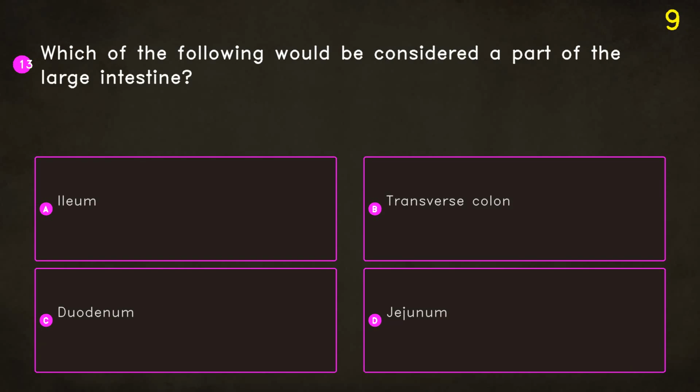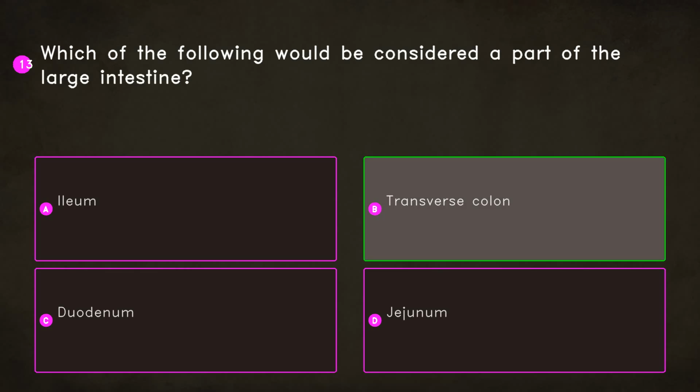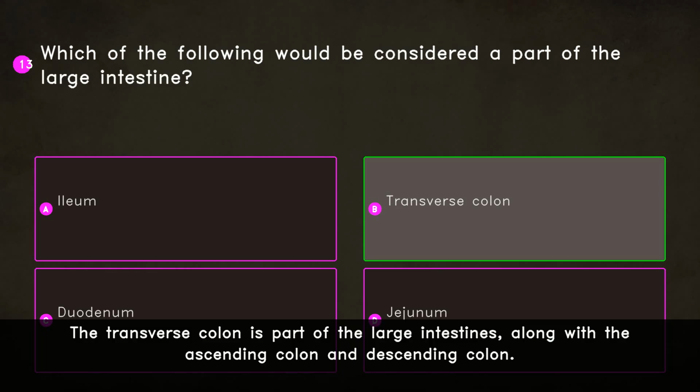Question 13. Which of the following would be considered a part of the large intestine? A. Ileum. B. Transverse colon. C. Duodenum. D. Jejunum. The correct answer is transverse colon. The transverse colon is part of the large intestines, along with the ascending colon and descending colon.